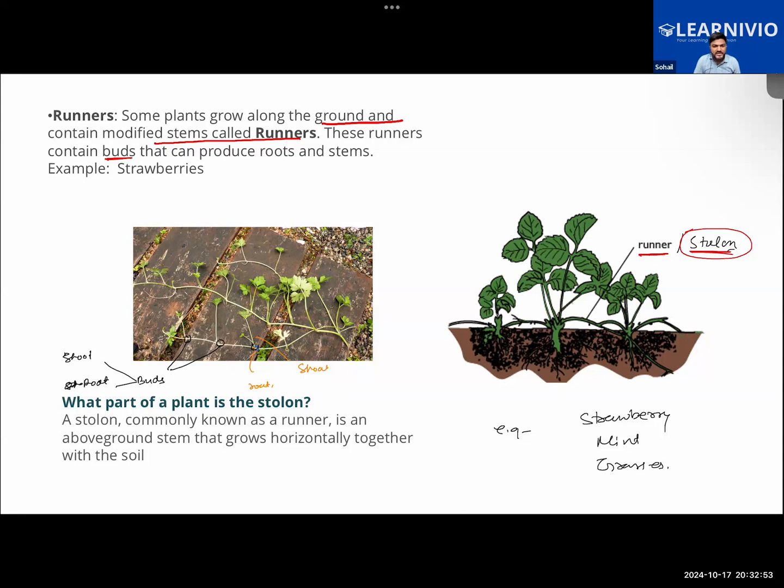Another common thing we are seeing is that in the case of the potato and the sweet potato, they have buds in them.